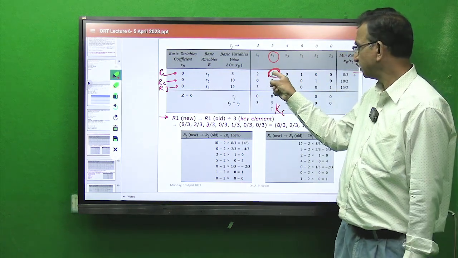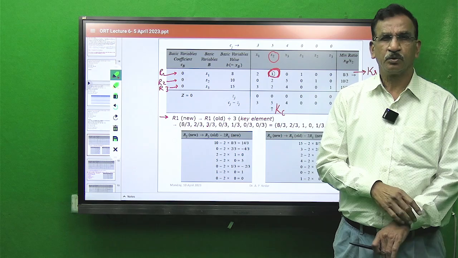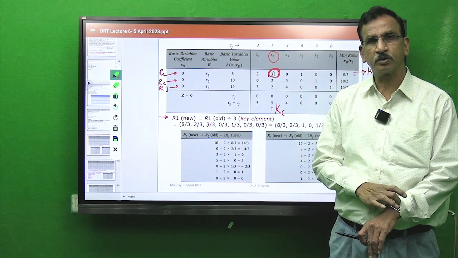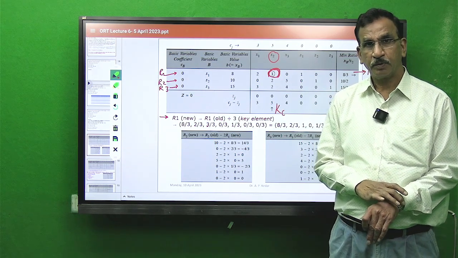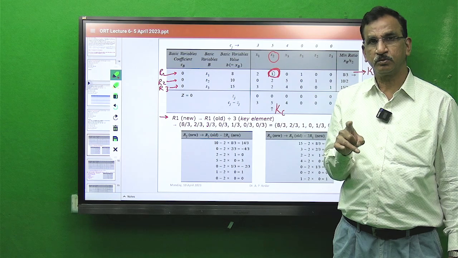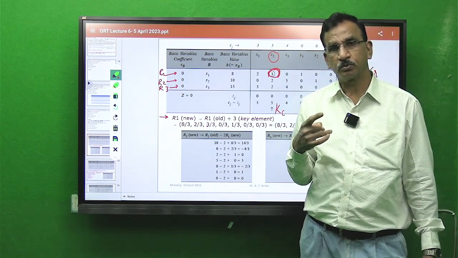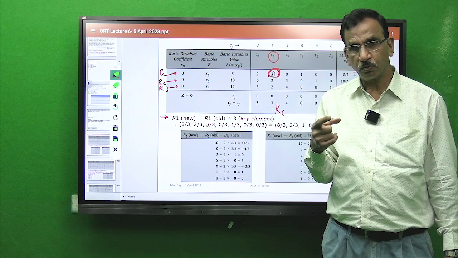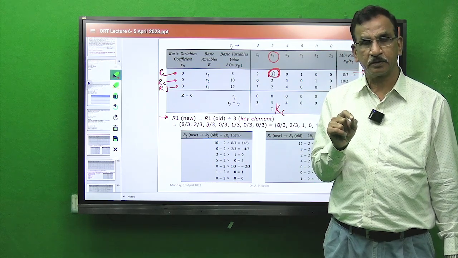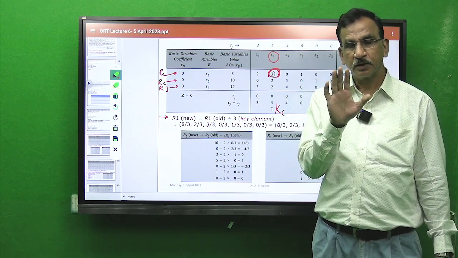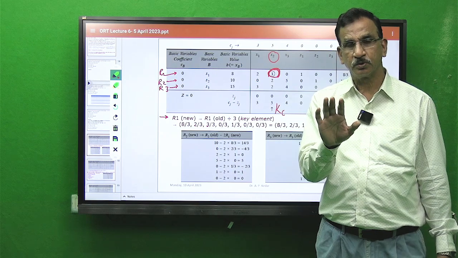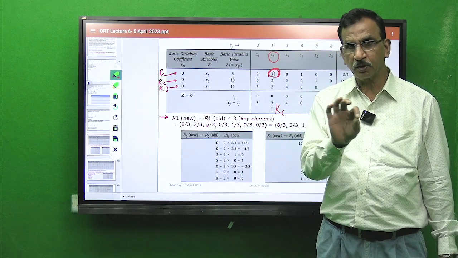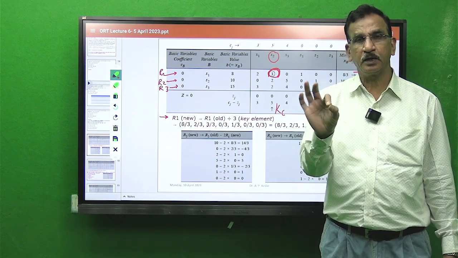If the key element is 1, there is no need to convert it into unity because it is already 1. But if it is other than 1, remember you have to create a new row for that particular key element. And the simple step is to divide all values of that particular row by the key element value.